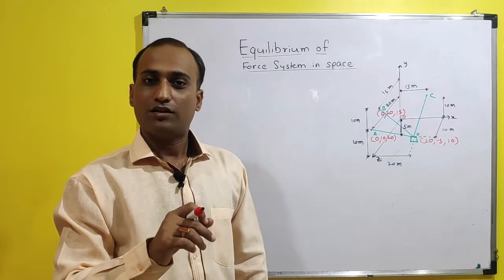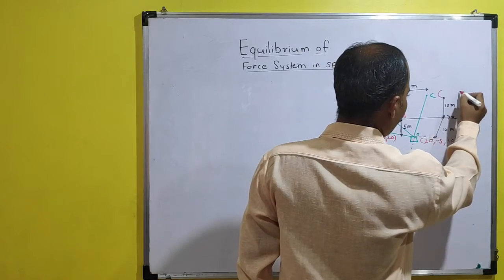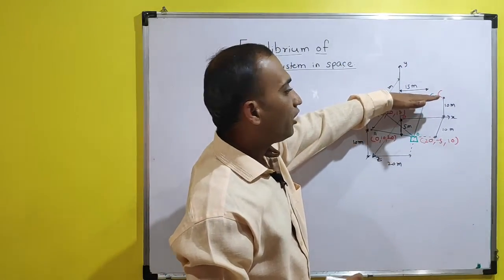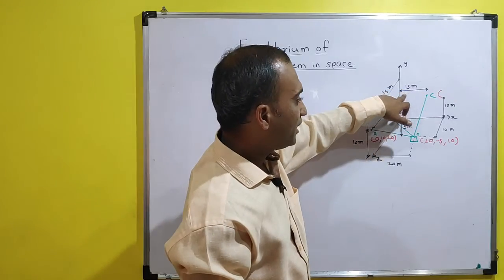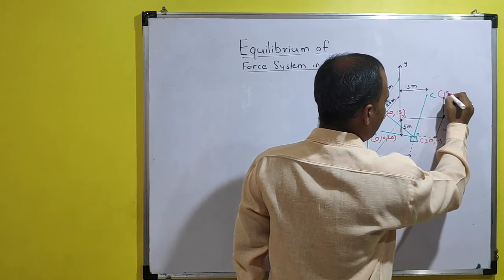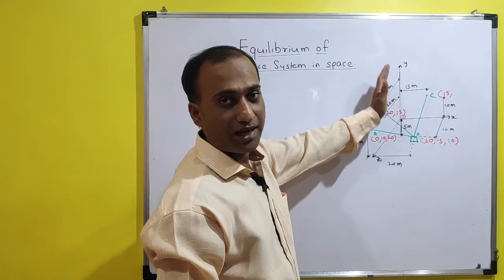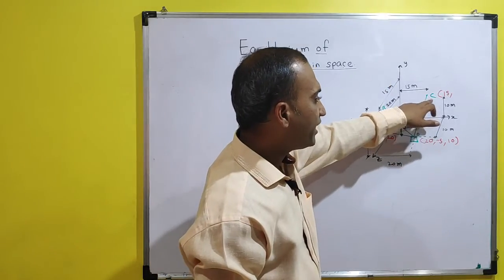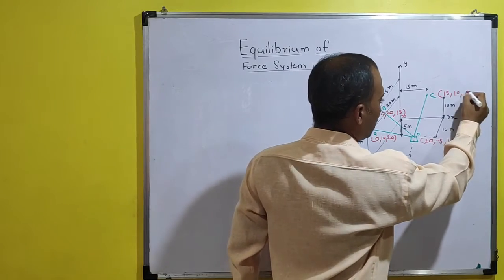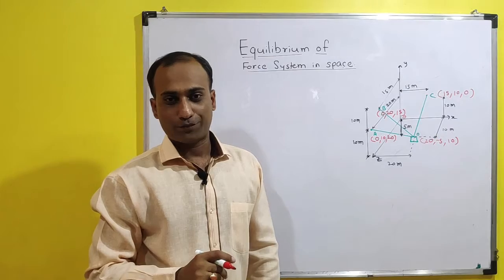Similarly, point C lies in the xy plane, so the Z coordinate will be 0. Here we can write the x coordinate first. The x coordinate means distances parallel to the x axis, that is 15 meter, so the x coordinate will be 15. Now the y coordinate: the distance parallel to the y axis that relates to point C is only 10 meter. So 10, and Z we know it is in the xy plane and hence the Z coordinate will be 0.